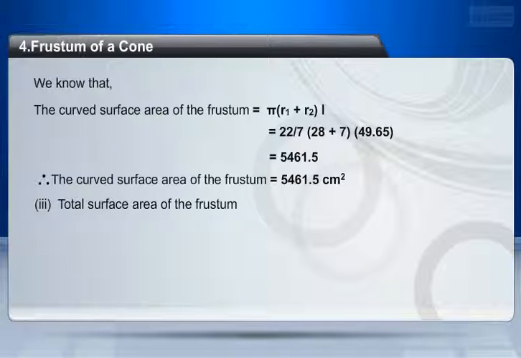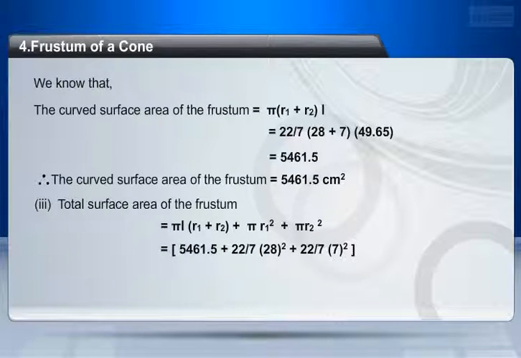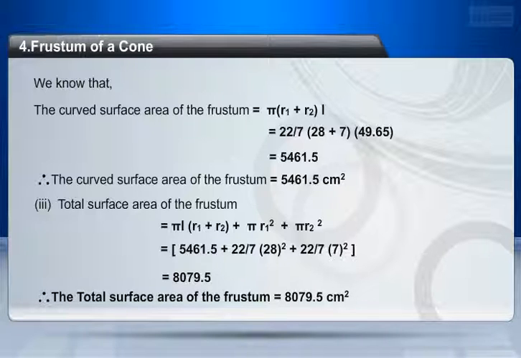Now, let us calculate the total surface area of the frustum. The total surface area of the frustum is calculated using the formula π L (r1 + r2) + π r1² + π r2². On substituting π equals 22/7, r1 equals 28 centimeters, r2 equals 7 centimeters, and L equals 49.65 centimeters, we get 5461.5 + 22/7 × 28² + 22/7 × 7². This is equal to 8079.5 centimeters square. Therefore, the total surface area of the frustum equals 8079.5 centimeters square.